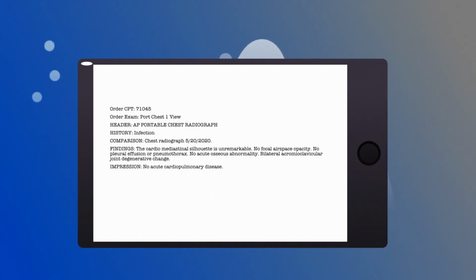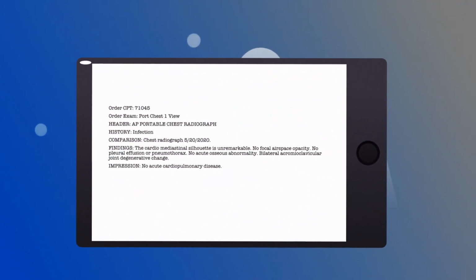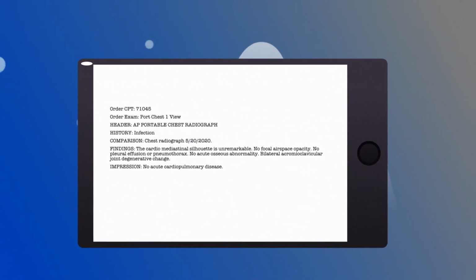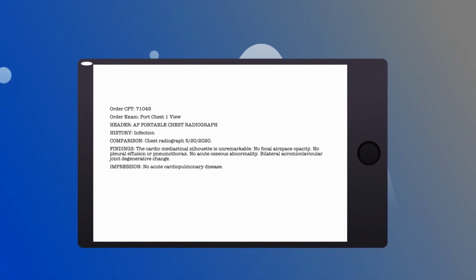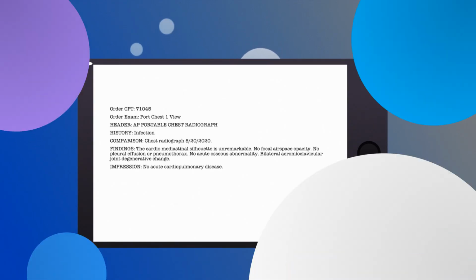Findings: normal cardiomediastinal silhouette, no airspace opacity, no effusion or pneumothorax, no acute bone abnormality, bilateral AC joint degenerative change. Impression: no acute cardiopulmonary disease. This is a single-view chest radiograph performed portably using an anterior-posterior projection. Since only 1 image was taken, the correct CPT code is 71045, radiologic examination, chest, single view.